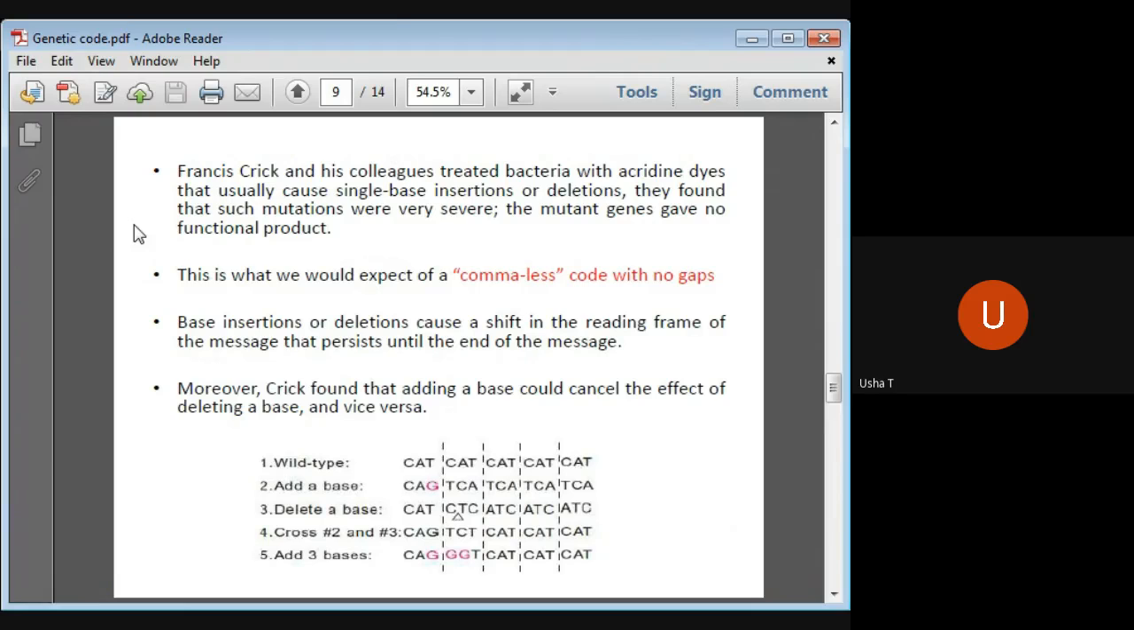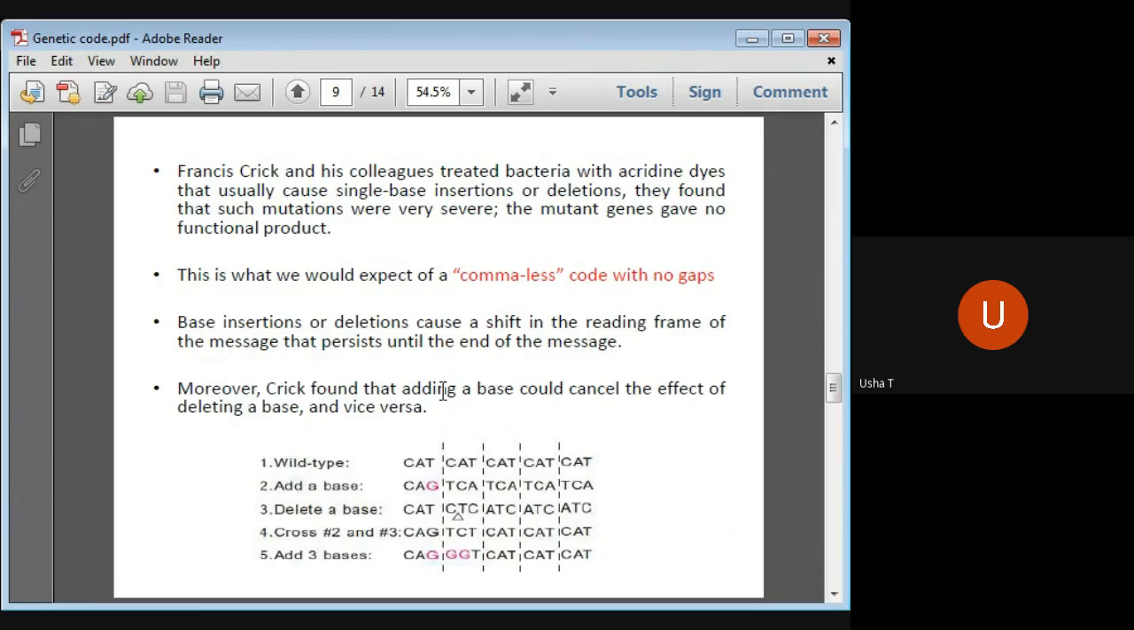So what happened is, if it had commas, even on insertion of one or deletion of one, just one amino acid should have been coded differently. But what they saw was a totally different product and it had no function. So what would you expect from the experiment? That the genetic code is a commaless code with no gaps. Hence, there was a new product formed even with a single insertion or deletion of a base.